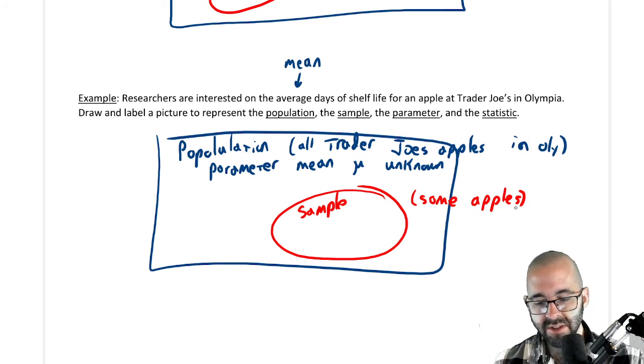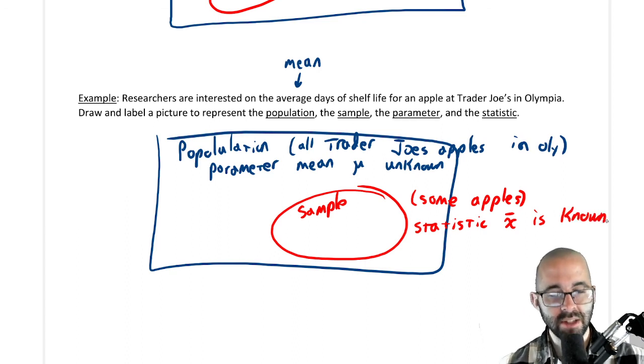All right. And then the statistic is the value, this average that we actually can measure, and it is going to be x bar. And this we can measure. All right, so that's the parameter, statistic, population, and sample here. And that's the video. Good luck.